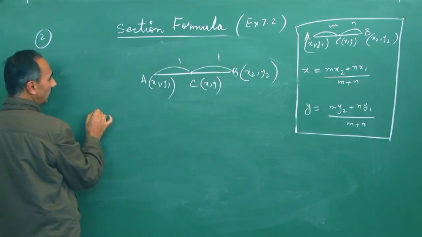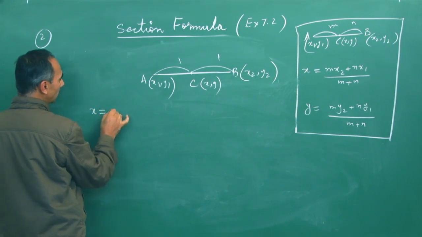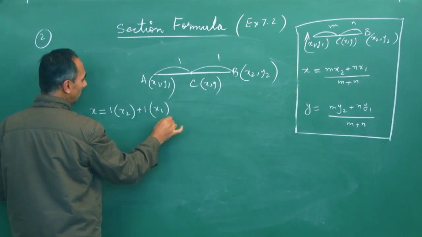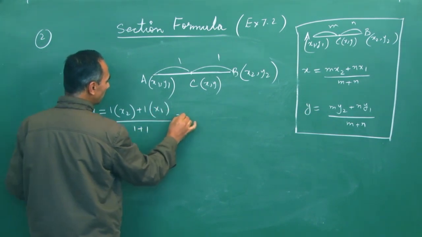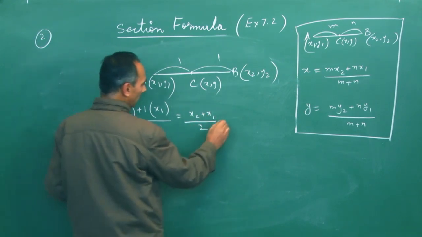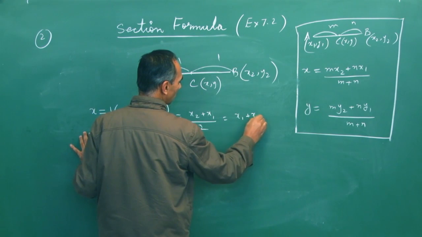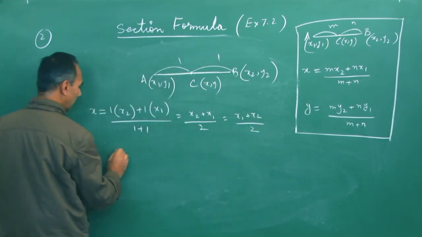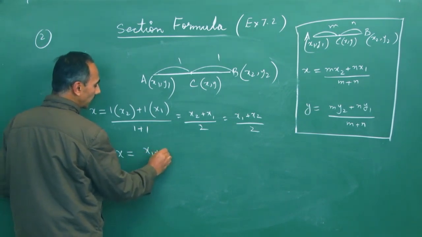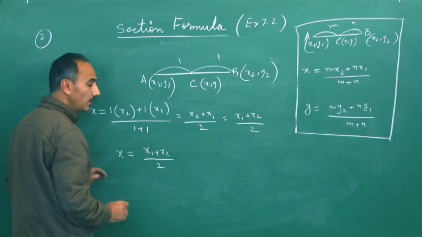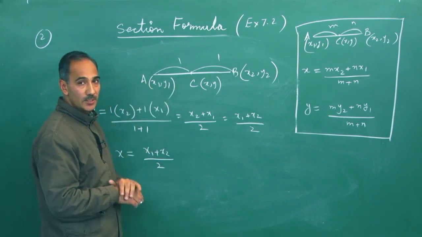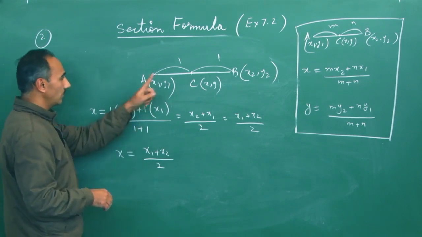Now when you apply the section formula, you say x equals m into x2 plus n into x1 divided by m plus n, which simply sums up to x2 plus x1 upon 2, which could be rewritten as x1 plus x2 upon 2. Now what is x? x is the x coordinate of the midpoint. And what is that? It's simply the mean of the x coordinates of the endpoints. Doesn't this mean x1 plus x2 by 2?